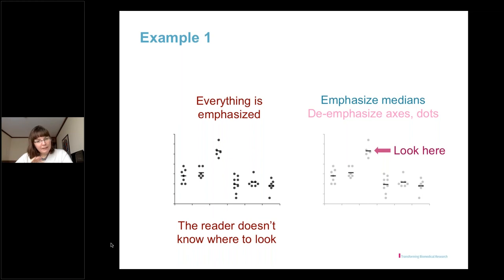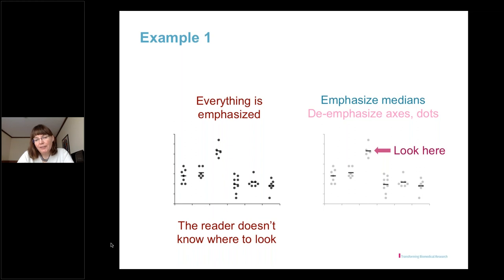In the second version, I've used emphasis and de-emphasis. So the thing that I have emphasized is the median lines, and those are in front in black. And that means that when I look at this visualization, those are the things that jump out at me. And so I can immediately see that the third group seems to have values that are a bit higher than the other groups shown in this figure.